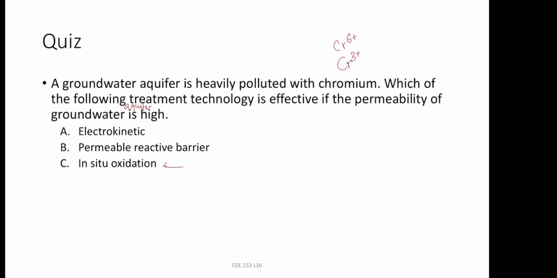Permeable reactive barrier is basically things that have to pass through a barrier. Okay, I'm going to end the poll in the next 5 seconds. So decide whichever you think, then we'll discuss that.